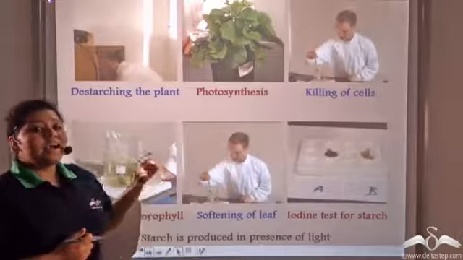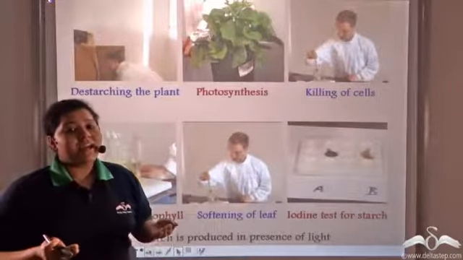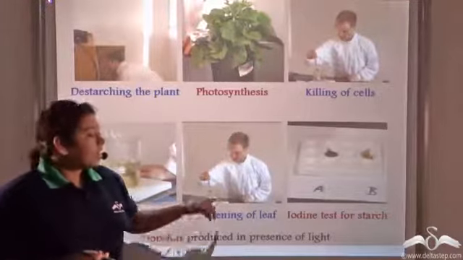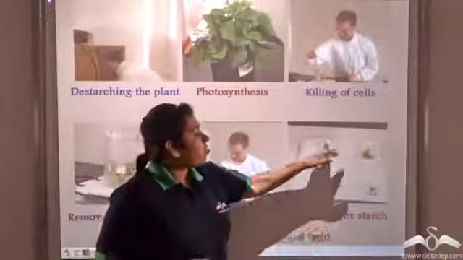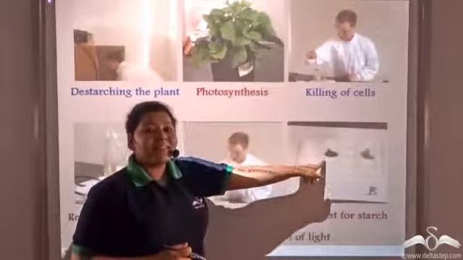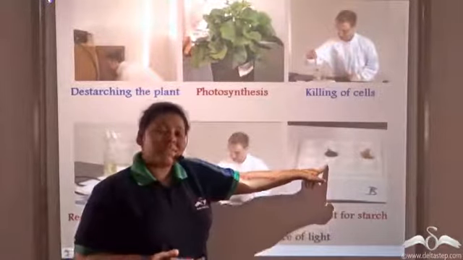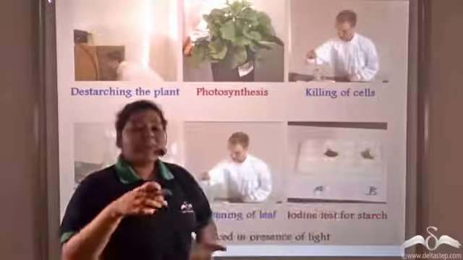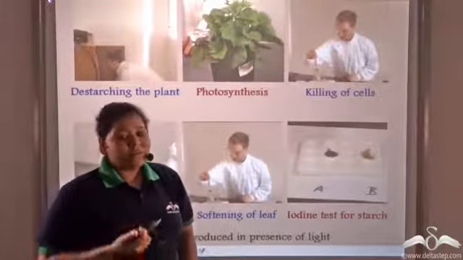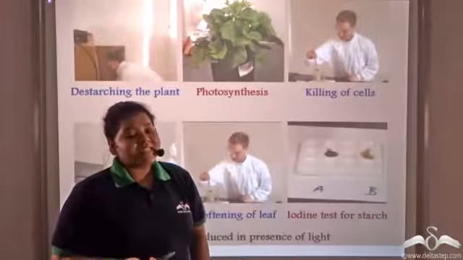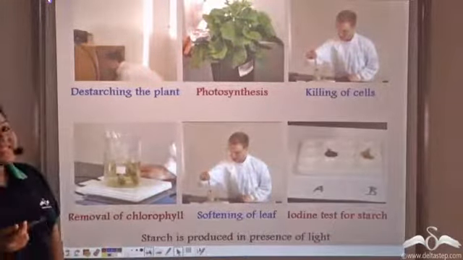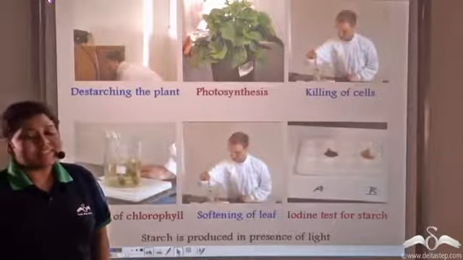Now, after taking out from the alcohol, the leaves become very fragile and brittle. So it is again kept in boiling water so that the leaf softens. After that, both the leaves are kept on a palette and iodine solution is dropped. The leaf which was exposed in sunlight had photosynthesized, so it had produced starch, so it turned blue-black on the application of iodine. But this leaf which was wrapped under the foil did not photosynthesize, so it did not have any starch content in it, and so it remained brown on application of iodine. So from here, it is evident that starch is produced in the presence of light only.